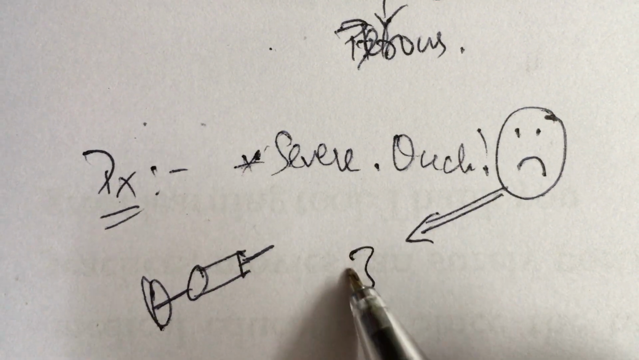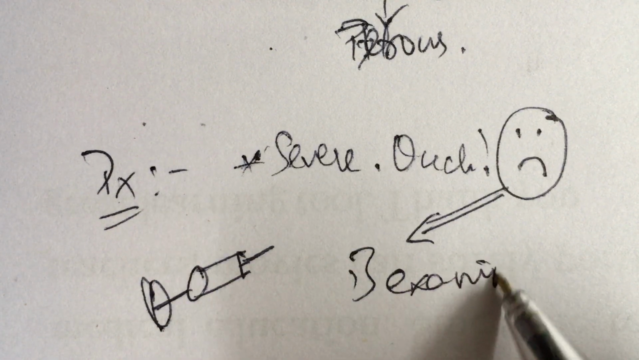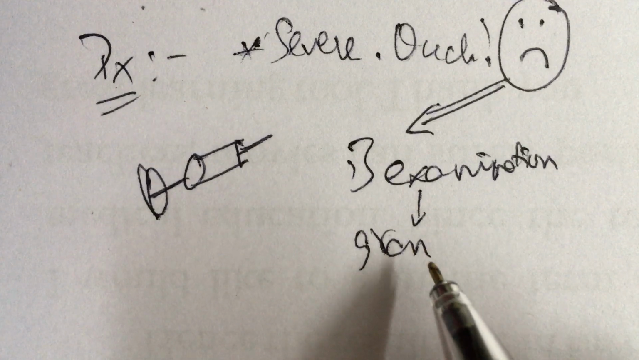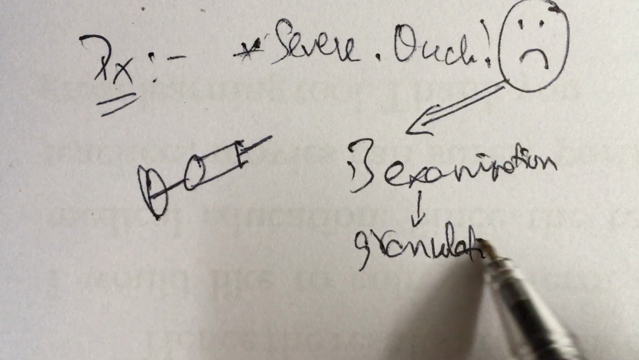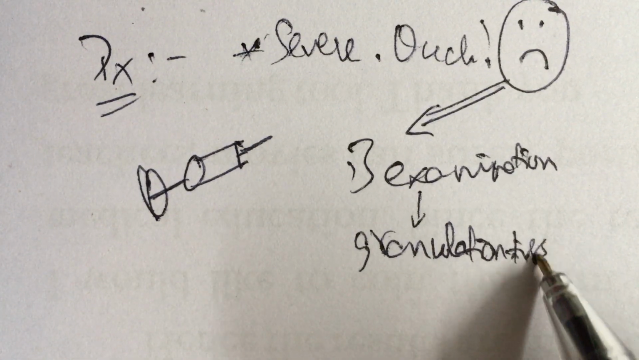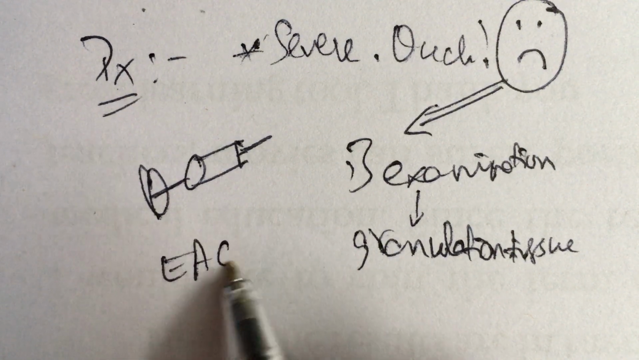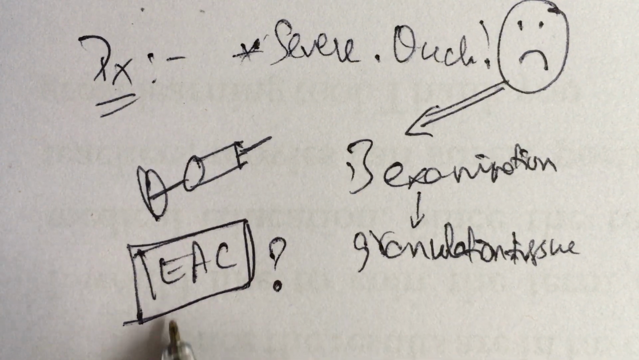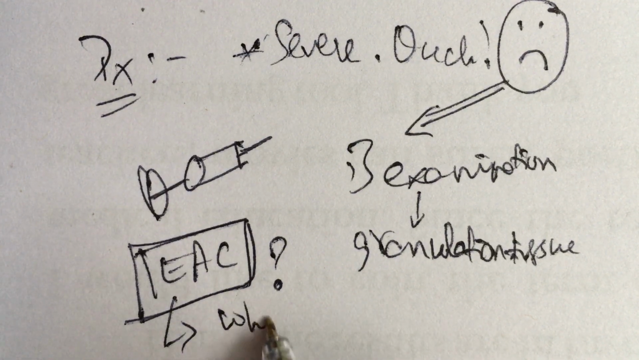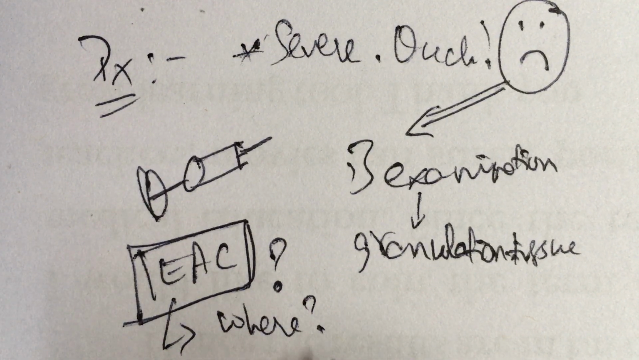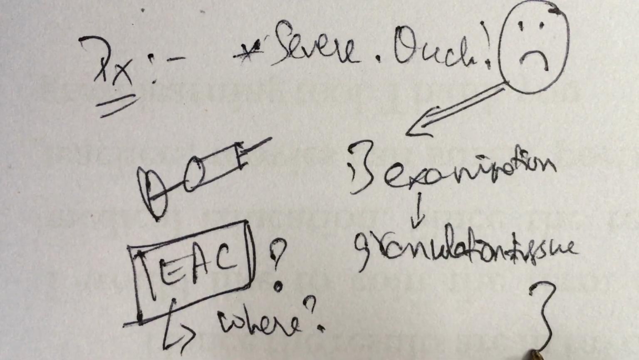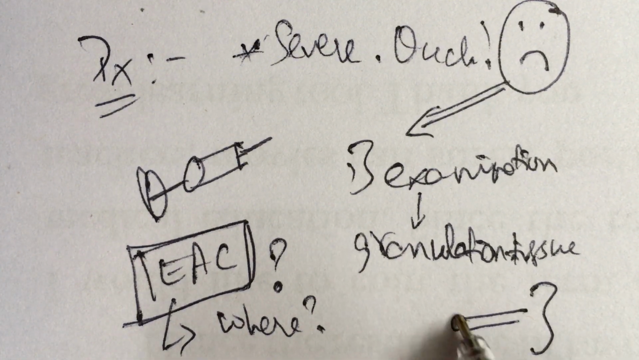And in the ear on examination, we would be able to see granules or granulation. So all this granulation tissue is going to be present in the external auditory canal. The exact site in the external auditory canal where we find the granulation tissue needs some recall about the anatomy.